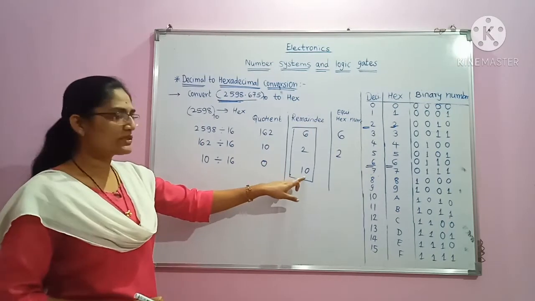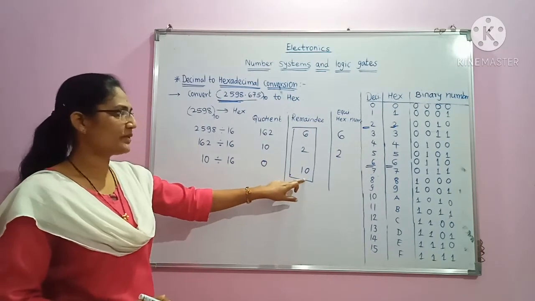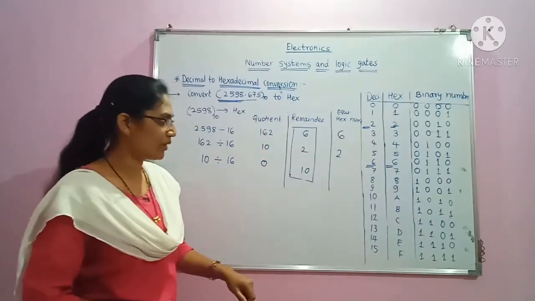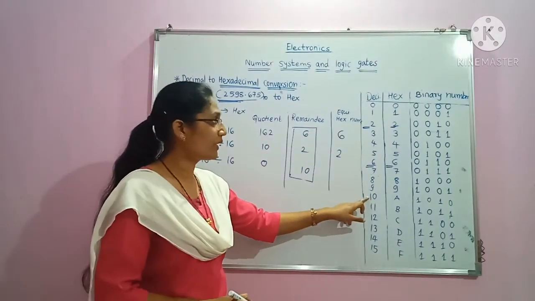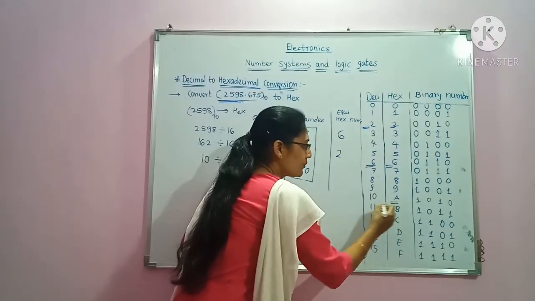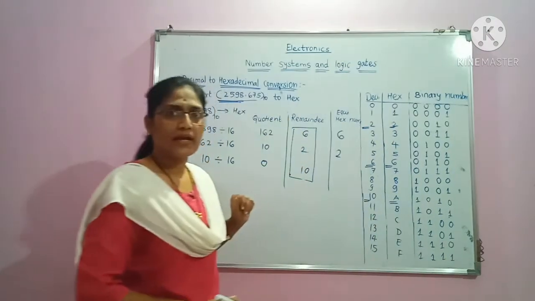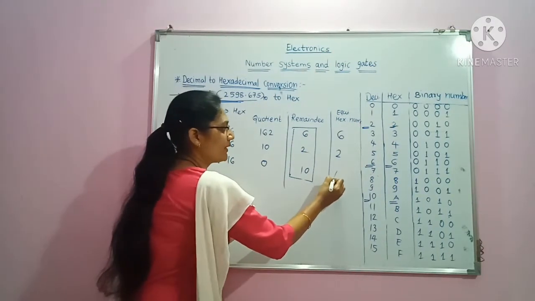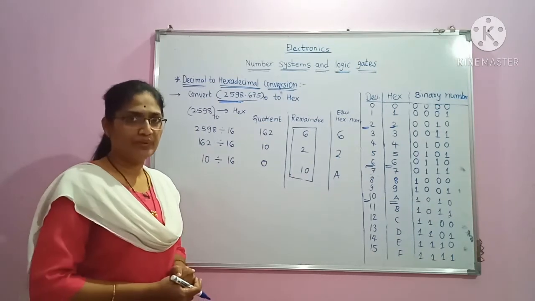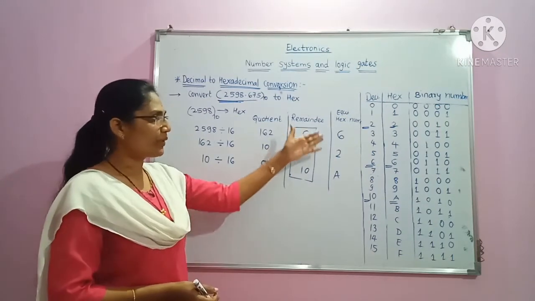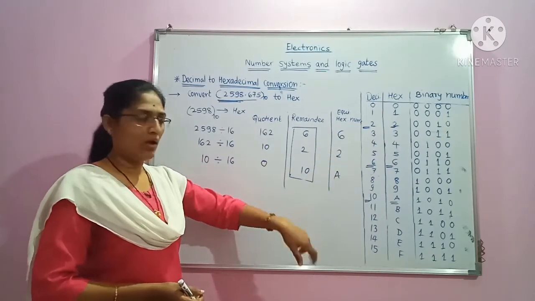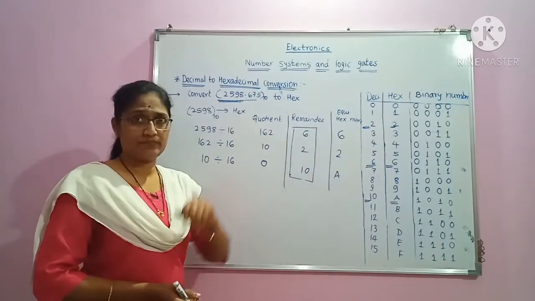Now next is 10. 10 in decimal. Now you have to find out its equivalent hexadecimal number. So you have to look at 10 in decimal, and its corresponding hexadecimal value is A. So you have to write here A. Now you have got the bits, but how to write it? Means from here 6 to A or A to 6.